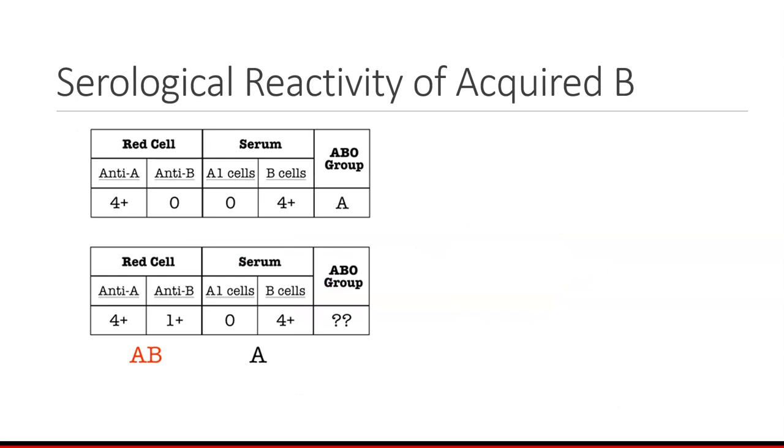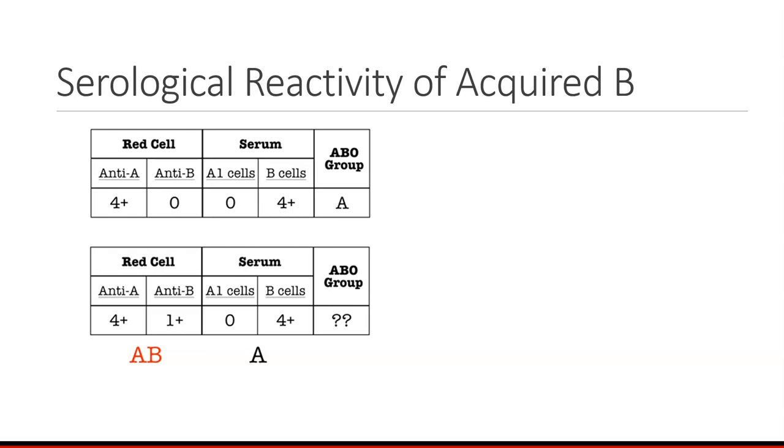So I always like to show you examples of the serological reactions because that's what you need to do. You need to problem solve. So in the first example, we have 4 plus with anti-A, negative with anti-B. The forward type is group A. In the reverse type, we have a negative with A1 cells and a positive with the B cells. The reverse type is group A. So they match, so we say ABO group is A.